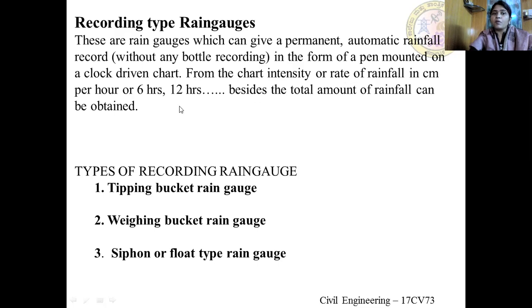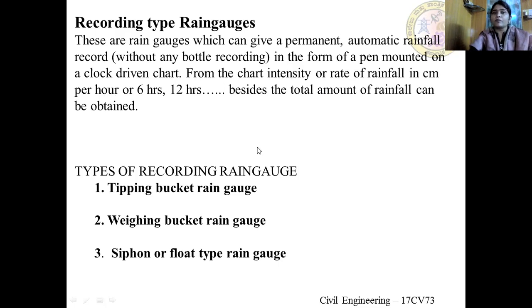So a pen will be mounted on a clock-driven chart. There is a mechanism where a graph paper is fitted, and as the rain starts getting collected, the pen moves and it also records. So from the chart, the intensity or rate of rainfall in centimeter per hour, that can be for 6 hours, 12 hours, 24 hours, the total amount of rainfall can be obtained.